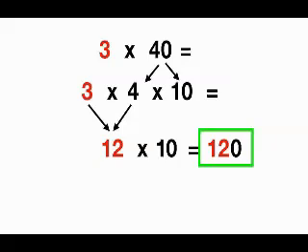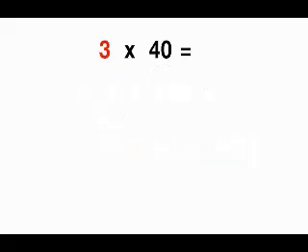Now this is the way to understand what's happening, but there's a faster way to do all of this. When you're solving a problem like 3 times 40, you can start by just ignoring the 0. Take your 3 and multiply it by 4. 3 times 4 is 12. Then you can see that in your factors, you had 1 0. So just put 1 0 into your answer. It gets us to the same place, 120.